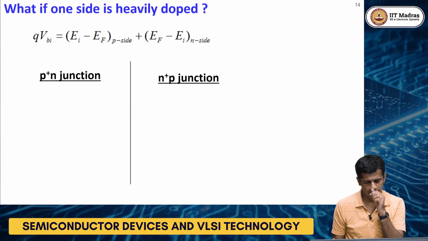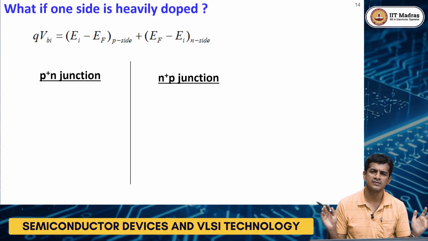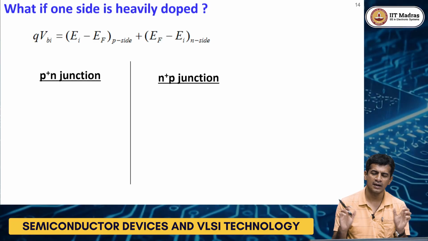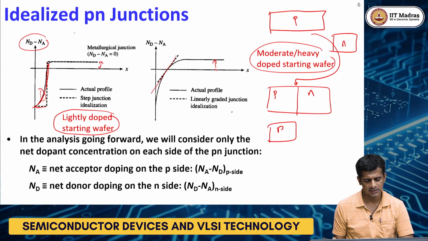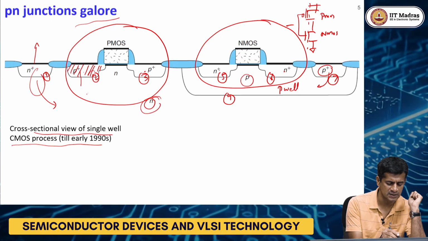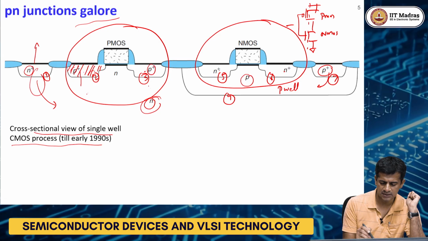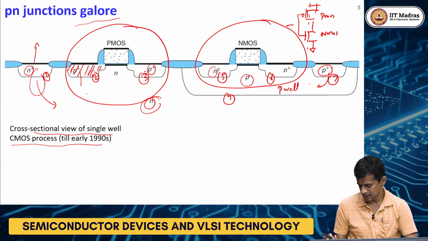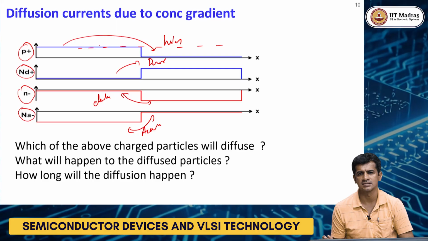It is very rarely that the junctions will be uniformly and lightly doped on either side. If you recall the previous picture, in most cases one side of the junction will be heavily doped. For example, here it is an N plus N junction, here a P plus N junction, here an N plus P junction, and here a P plus P junction. Typically, one of the sides will be heavily doped compared to the other side.